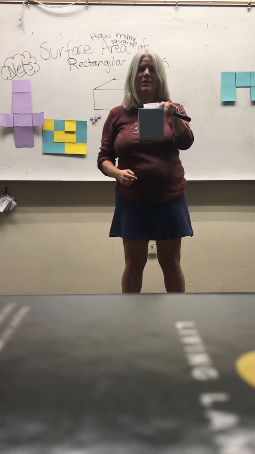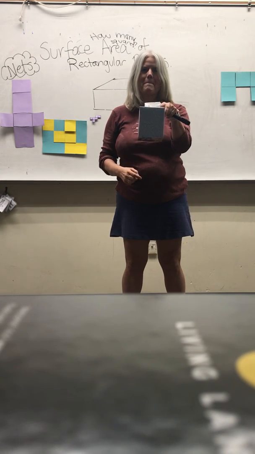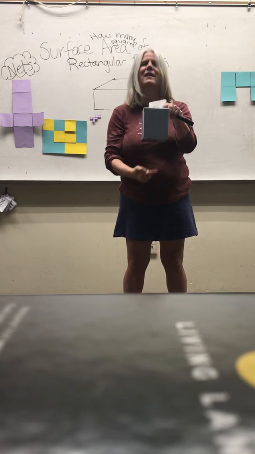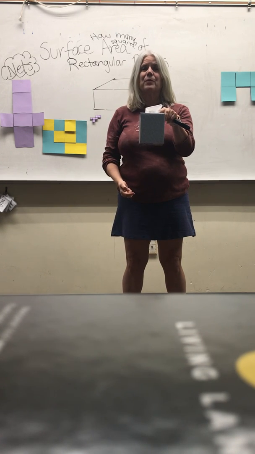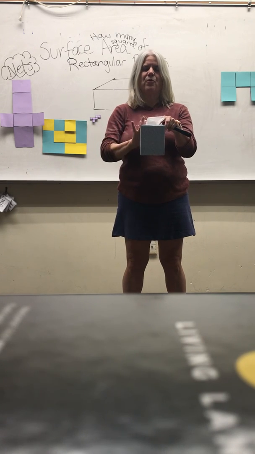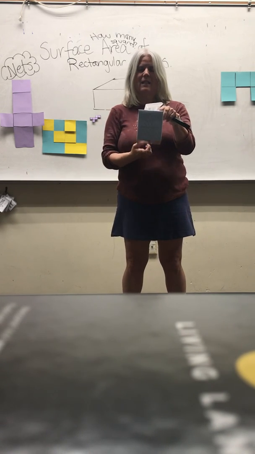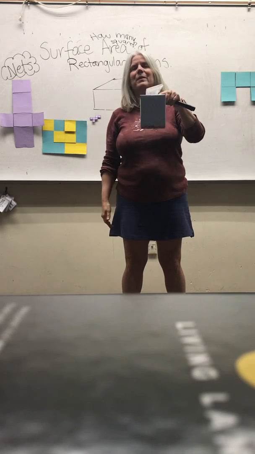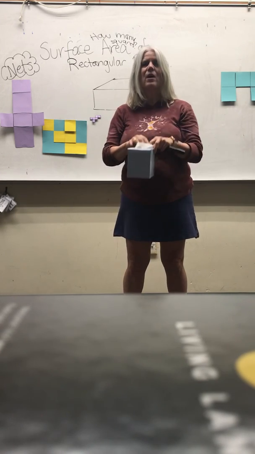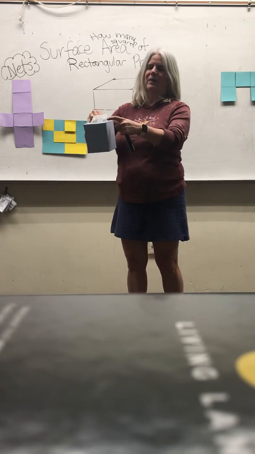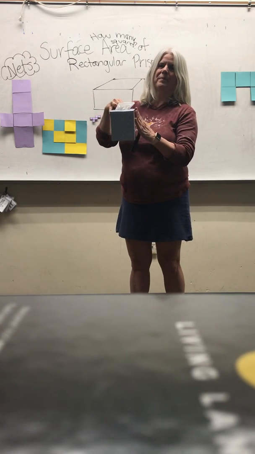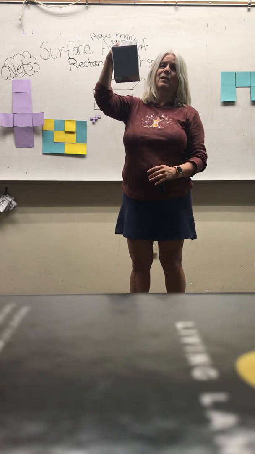How many vertexes in a rectangular prism? 8 is correct. 1, 2, 3, 4, 5, 6, 7, 8. How many edges in a rectangular prism? 12 is correct. 1, 2, 3, 4, 5, 6, 7, 8, 9, 10, 11, 12. How many faces in a rectangular prism? 1, 2, 3, 4, 5, 6. 6. Okay, so the vocabulary: vertex, edge, face, rectangular prism.